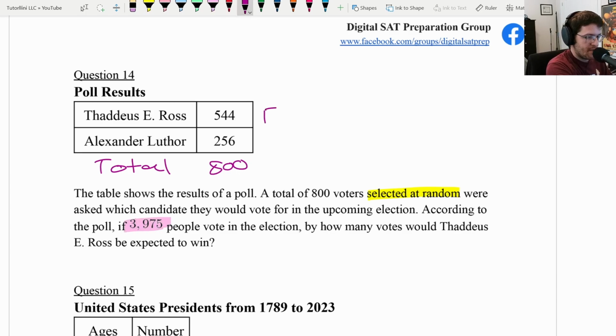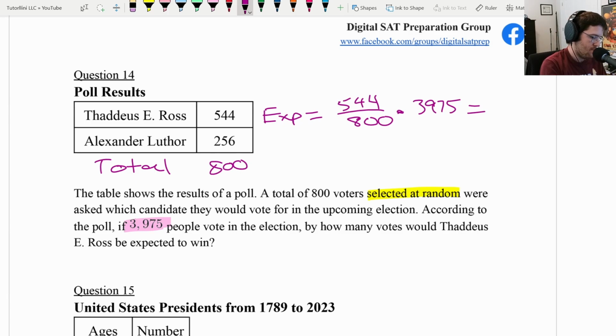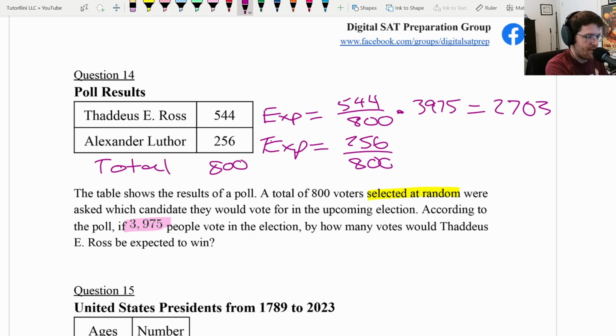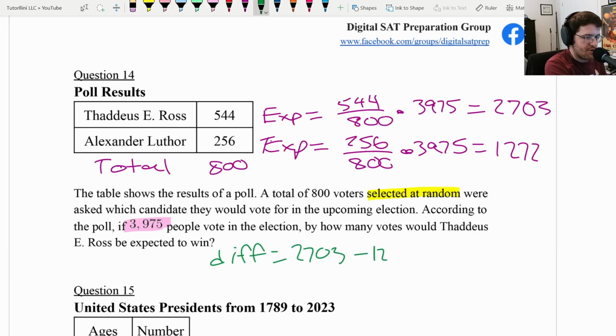So let's figure out how many votes each person we would expect to get. So for Thaddeus, we would get 544 over 800 times capital N, so 3975. And then let's see what that is. It's 2703 votes. And then for Lex Luthor, we would do 256, the proportion in the sample. In other words, the probability is a pretty similar idea. 256 over 800. And then we're going to do times 3975 again. And you should get 1272 votes. So Thaddeus will win by the difference, the positive difference of 2703 minus 1272.